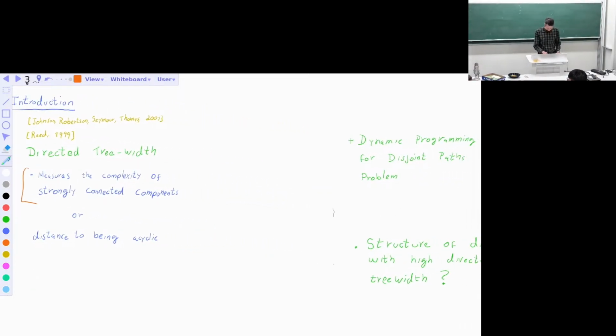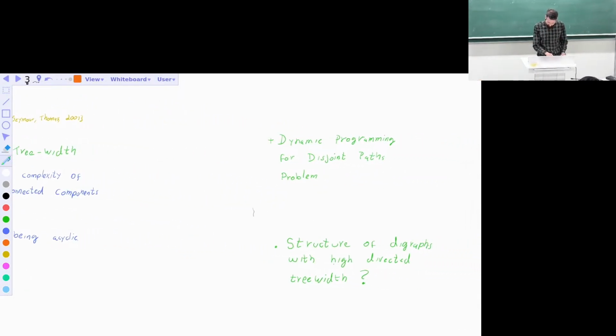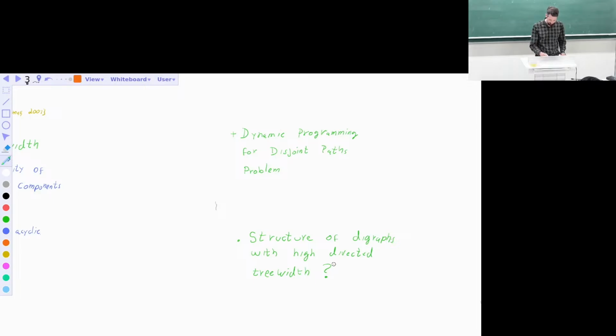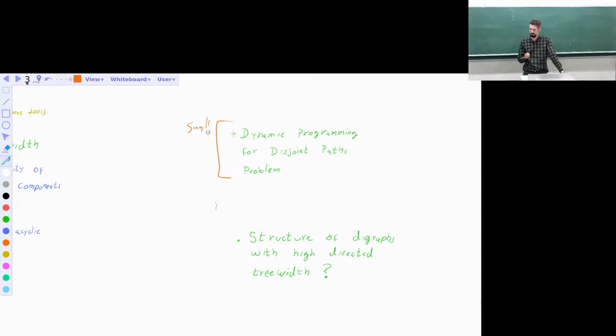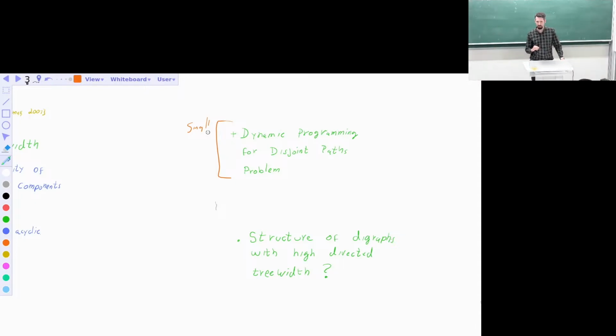When you have this kind of parameter, you can ask some questions. For directed tree width, if we have small tree width, then we can solve some problems using dynamic programming, for example the disjoint paths problem. But what we're going to talk about today is not about having small directed tree width, but about what happens when the directed tree width is large.